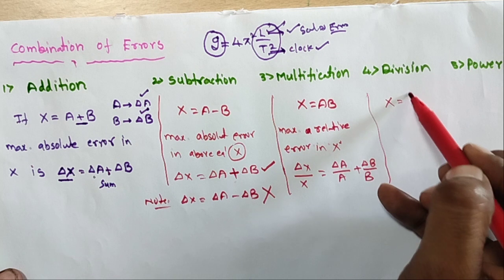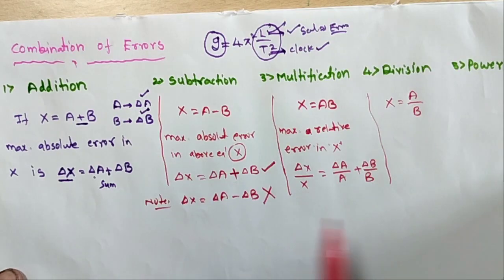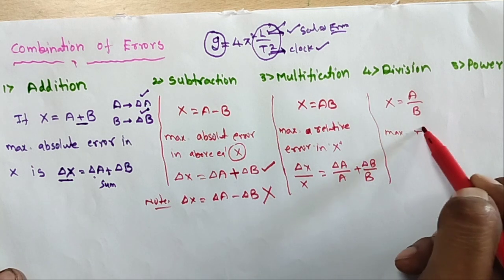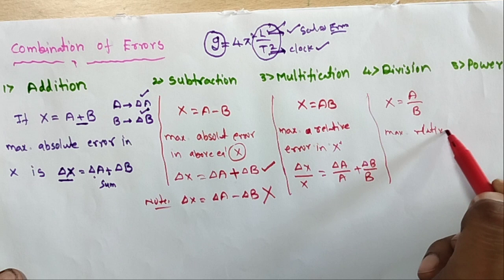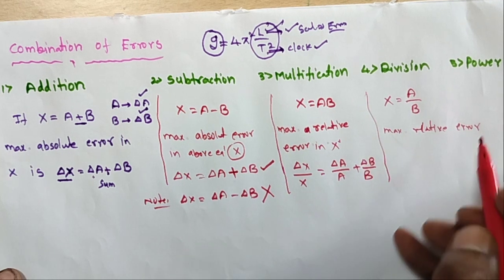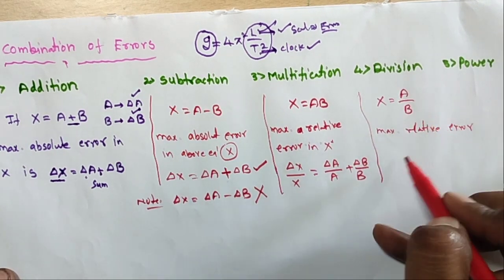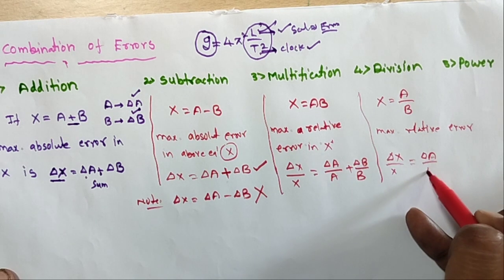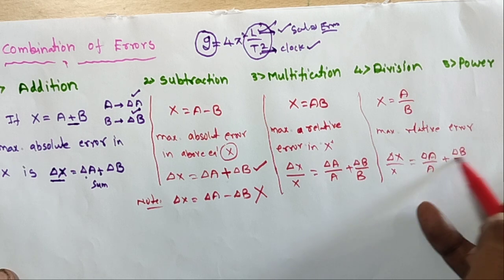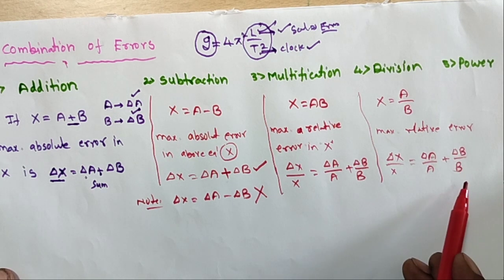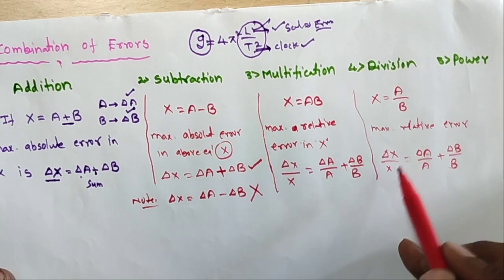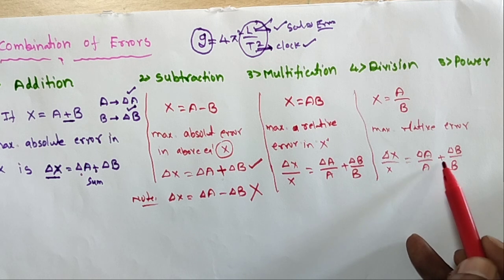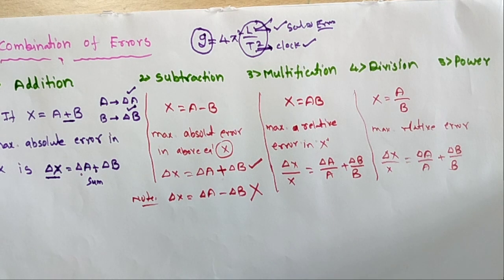In the division, it is the same. If X is equal to A by B is given, the maximum relative error in the above equation, delta X by X, is equal to delta A by A plus delta B by B. Here also the same. So this is the division method.